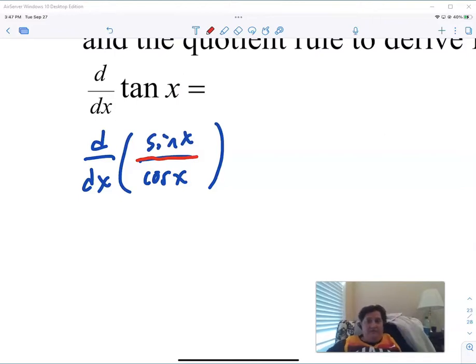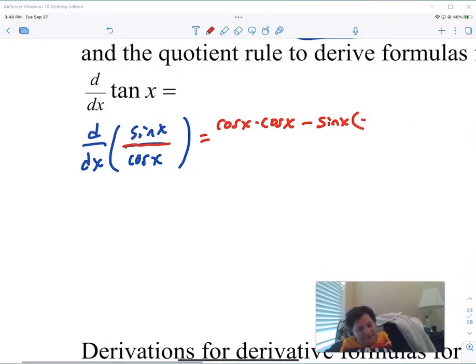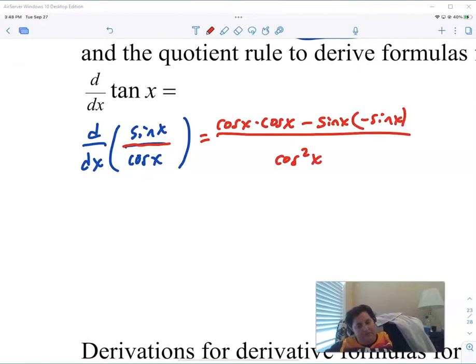Pause the video, see if you can figure it out yourself. See how fast you can do it. All right, I'm going to do a quotient rule. Ready? Derivative of the top times the bottom minus the top times the derivative of the bottom. Now, derivative of cosine is negative sine, all over the bottom squared. So, guys, when I multiply these together, I get cosine squared. When I multiply these together, a negative times negative, I get plus sine squared.